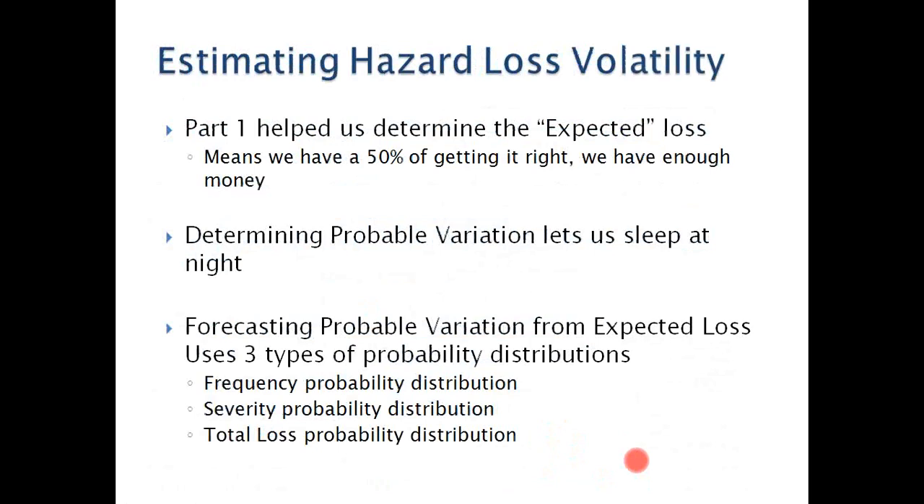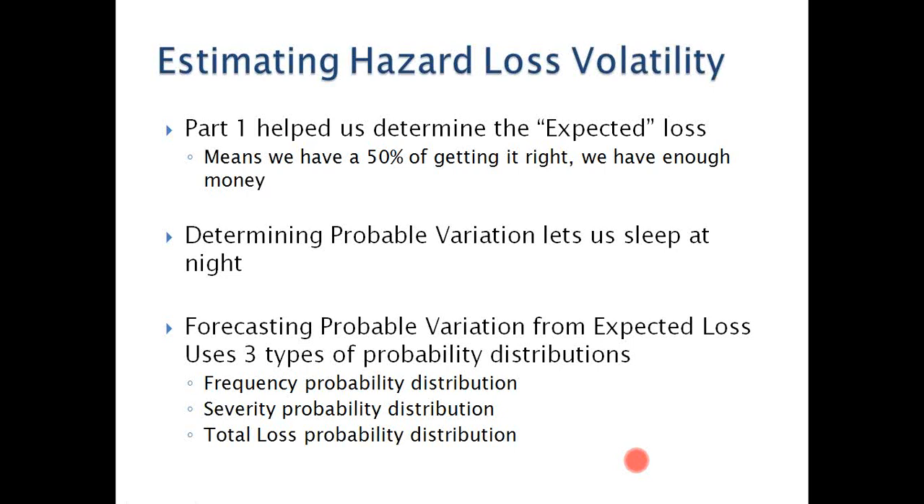So now we have several more slides to go through. When we talked about part one, the hazard loss volatility, we looked at these things. All these numbers, the 510 and the 245, are expected losses, which means we have essentially a 50% chance of having enough money. Expected is exactly that. It's the average, which means there's variation. Now we're going to talk a little bit about standard deviation and what that means. This is where the volatility comes in.